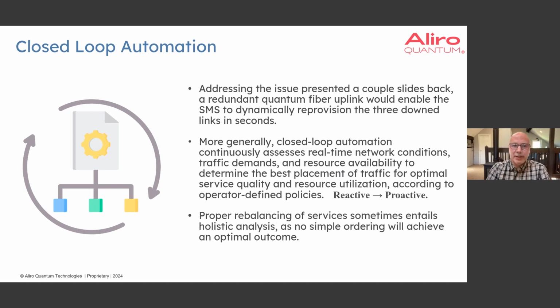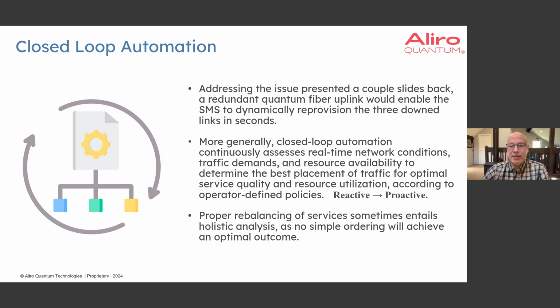Lastly, there's closed-loop automation. Addressing the issues presented a couple slides back, if there were a redundant quantum fiber uplink cable, it would have enabled the SMS to dynamically reprovision the 3 downed links in seconds. More generally, closed-loop automation continuously addresses real-time network conditions, traffic demands, and resource availability to determine the best placement of traffic and optimal service quality and resource utilization, according to operator-defined policies. So essentially, it moves from being reactive to proactive.